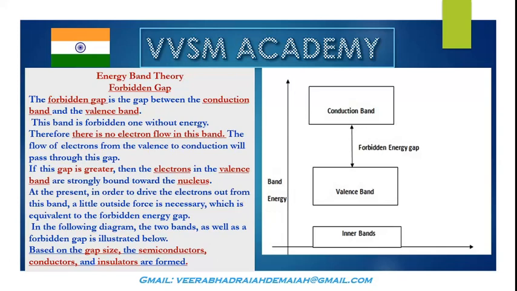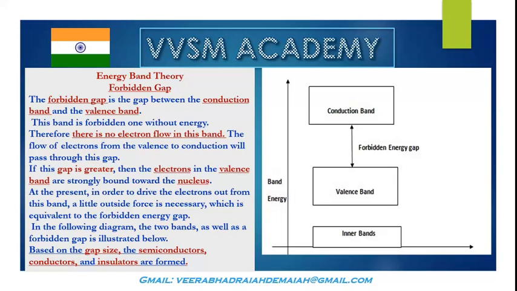Based on the gap size, semiconductors, conductors and insulators are formed. Some matter exists in the form of a semiconductor, some in the form of a conductor, and some as insulators. We studied conductors and insulators in the previous classes. In between conductors and insulators, there is a state of matter which is semiconductors.